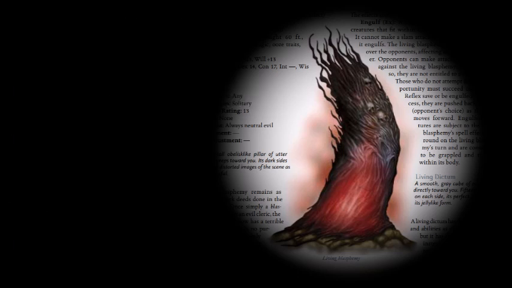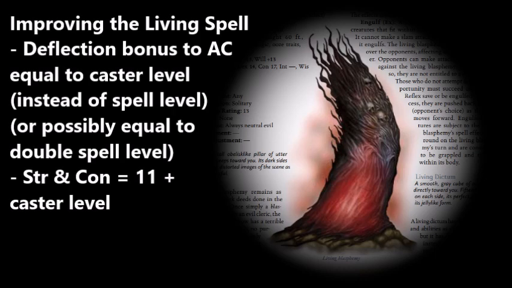As such, it might be a good idea to start their strength and constitution at 11 plus their caster level, allowing it to range from 12 to 28, and keeping the scores within the boundaries suggested in the Monster Manual Monster Creation Guide, based on their size. It will also give them more striking power in melee.